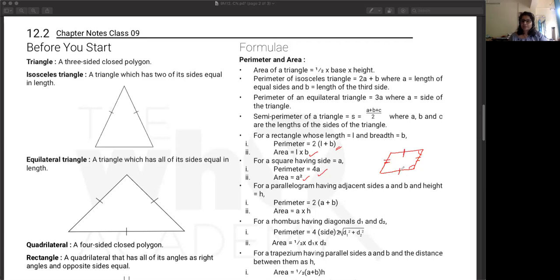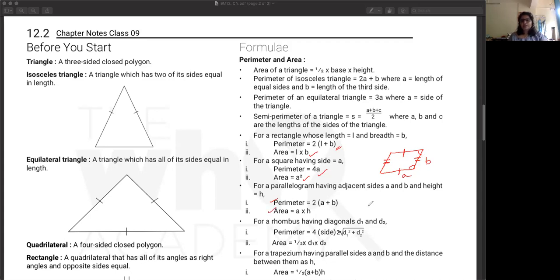Because opposite sides are equal, it is very similar to a rectangle. So the perimeter is also going to be the same formula as that of a rectangle. You've got 2 into (A plus B), where A is the length of one side and B is the length of the other adjacent side.